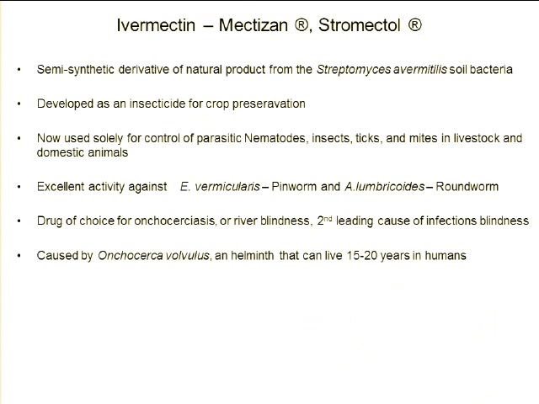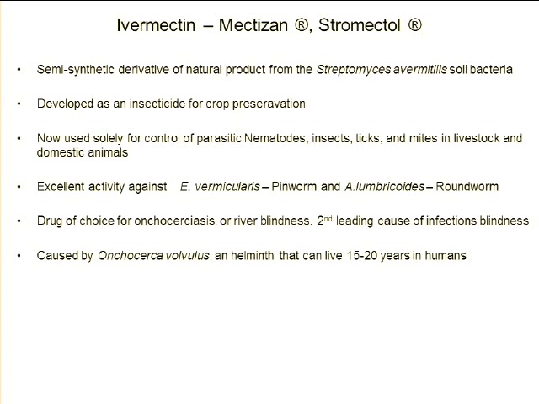Ivermectin is a semi-synthetic derivative of a Streptomyces soil bacteria product. It is an insecticide that's used for treatment of crops. It's also used in veterinary medicine to a very high degree, so for treatment of livestock as well as domestic dogs and cats and such. It's going to have excellent activity against the roundworm and the pinworm. And it's also the drug of choice for that river blindness. Okay? River blindness is the second leading cause of infectious blindness.